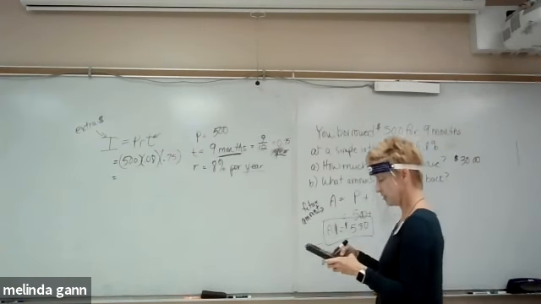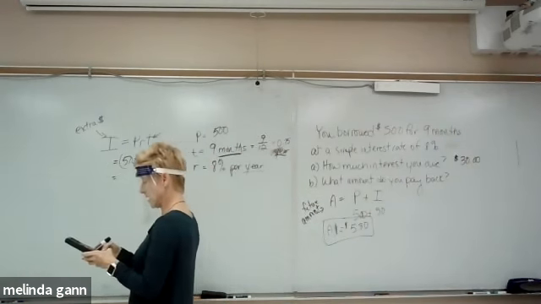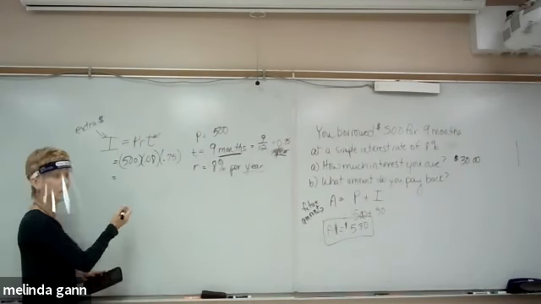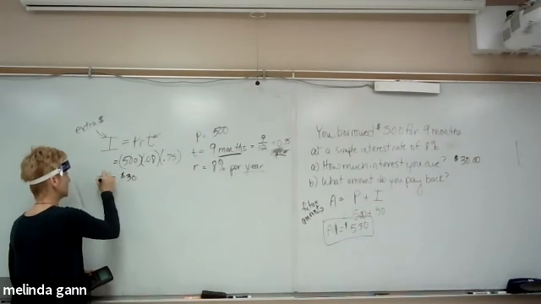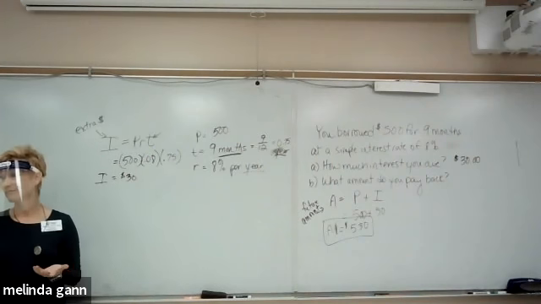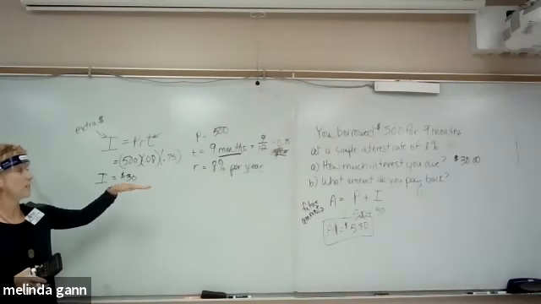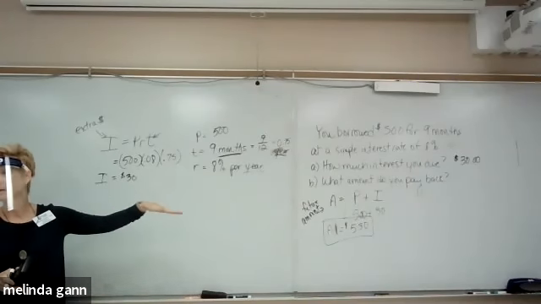So I've got 500 times 0.08 times 0.75. And again, what do I get? I get 30. Just like I got before. And so again, my answer to A would be $30. My answer to B would still be $500 plus $30.